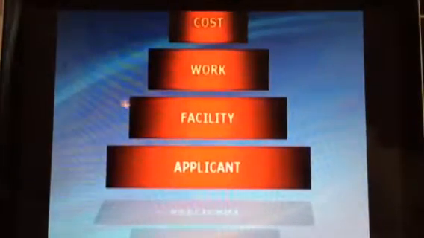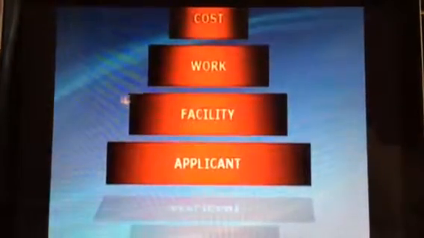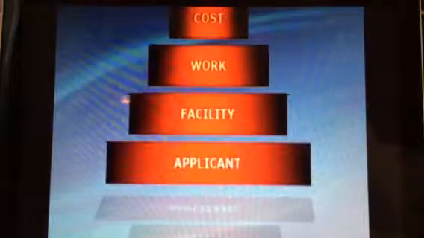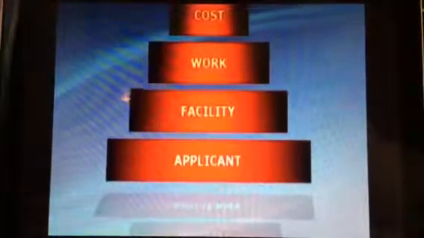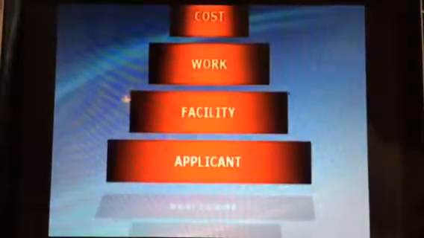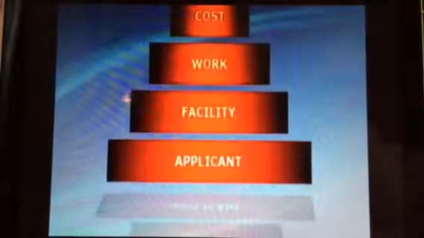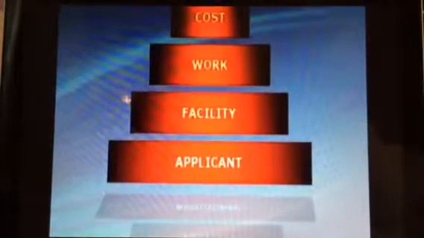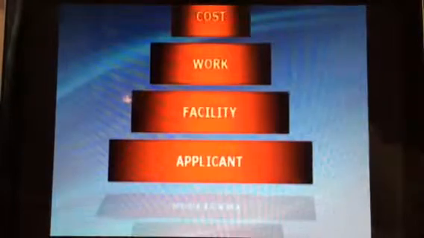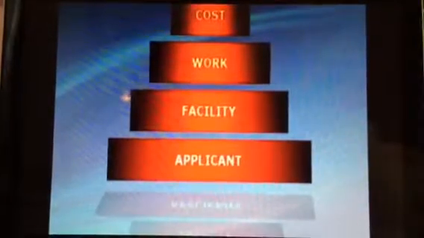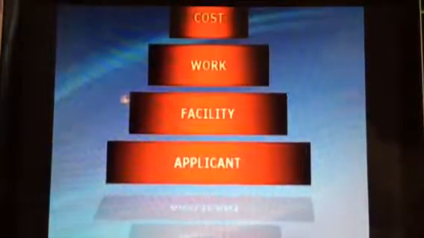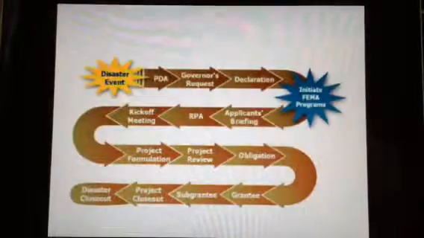A hierarchy of needs is provided to determine whether an applicant is eligible for public assistance funding. With the applicant acting as the base of the pyramid, he or she must be eligible for the facility to be eligible, which must be eligible for the work to be eligible, and finally, the work must be eligible for the cost to be eligible. If each of these four requirements are met, the applicant is eligible for the PA program.